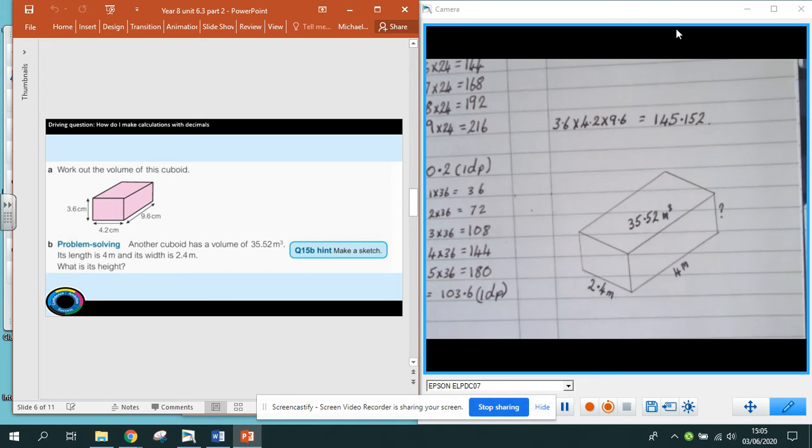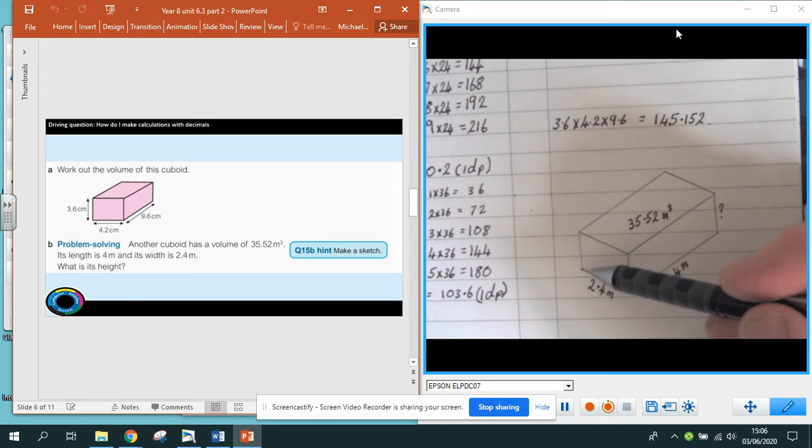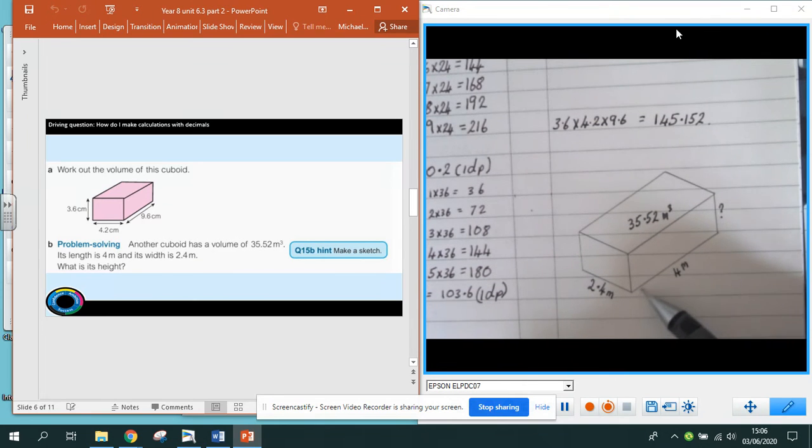Okay, now for part B, the other cuboid, it suggested that you made a sketch, so there's my sketch. I've written down what I know and what I need to know. I know that the volume is 35.52 cubic meters. I know the width is 2.4. I know the length is 4. And what I don't know is this height here.